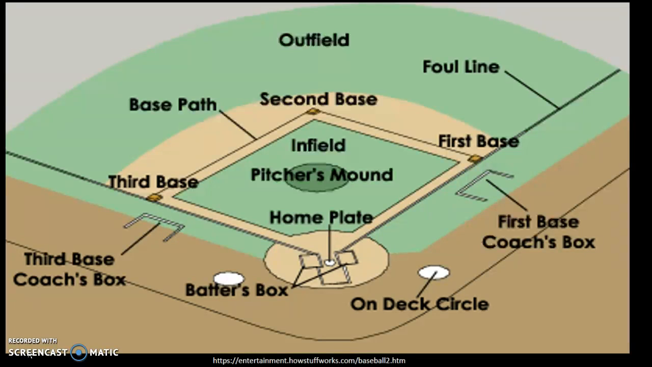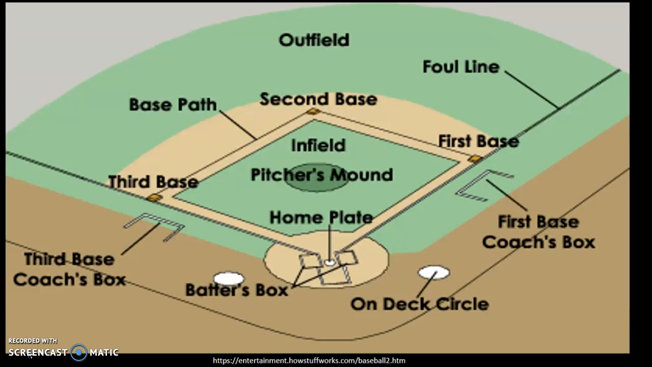As you can see in this picture, it is of all the positions and the coaches' boxes, the batters' boxes, and the on-deck circle. In the scorecard, your positions are determined by numbers. If you are the pitcher, it's a number 1. If you're the catcher, it's a 2.